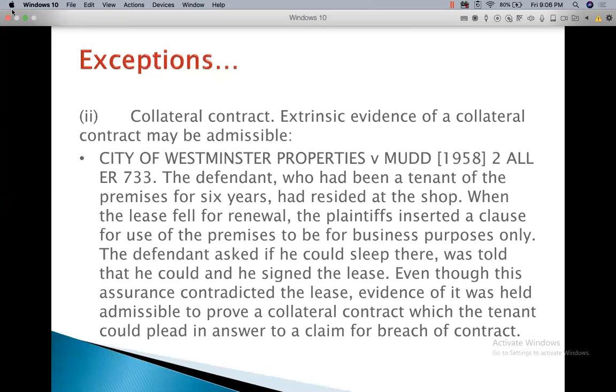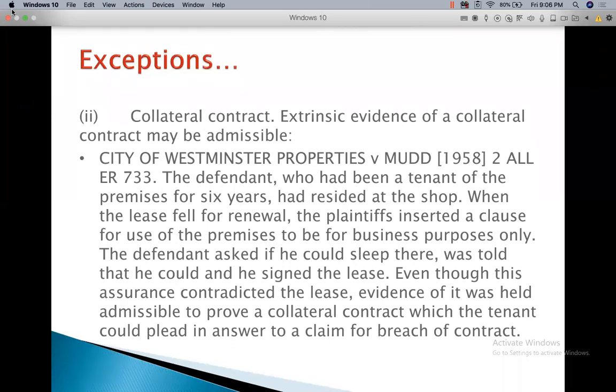In other words, if you remember our discussion of privity of contract, we came across restrictive covenants. So in City of Westminster against Mad, there was a restrictive covenant that the property which was being leased should be used for business purpose only and not any other. This is what was contained in the written lease which was being renewed.